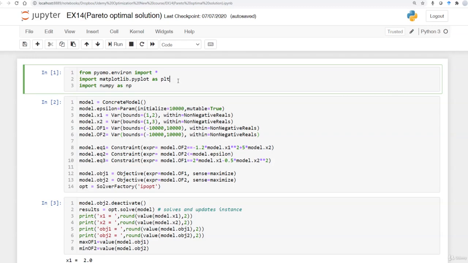I import the required packages. Sometimes some of these packages are not really necessary, but there's no harm if you keep them right there, because maybe you need them during your coding. So I specify the range bounds of x1 and x2. You can see it here. They are both non-negative reals, and also there are two objective functions, OF1, OF2.